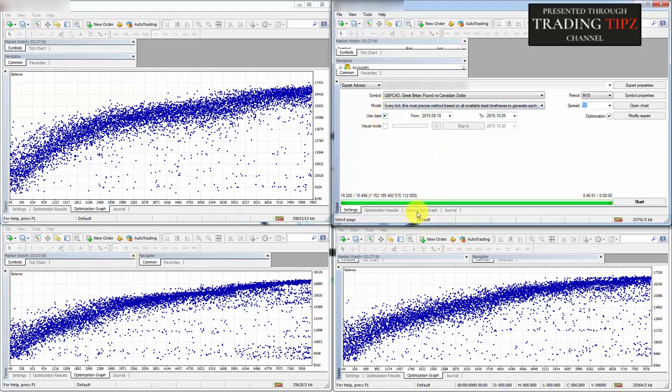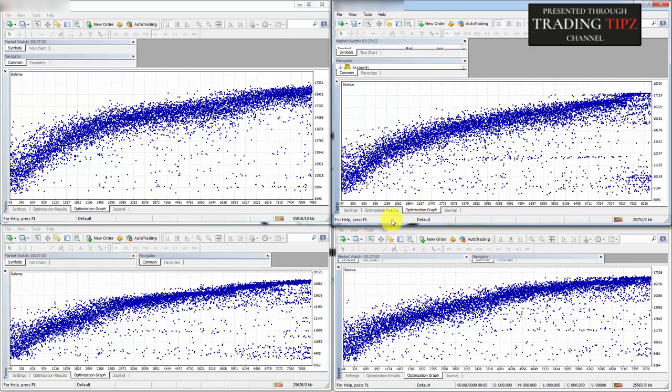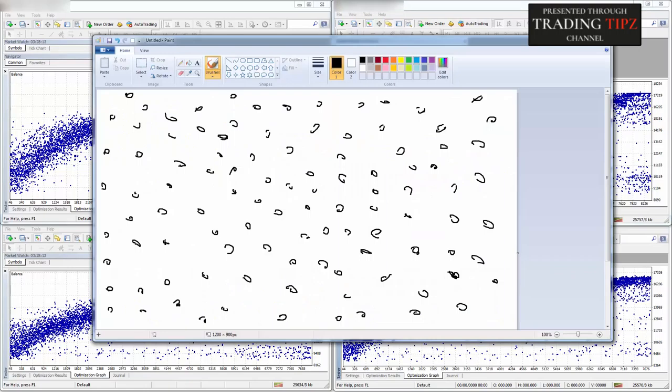And now if I go to the optimization graph, what have I done here? Well, I've actually run four separate optimizations for the same expert advisor, but every single time I've used the genetic algorithm. And what does that allow me to do? Well, let me explain on a picture actually. So why do I run four separate genetic algorithms at the same time? Why don't I just limit myself to one? Well, let's say in a multidimensional space, these are all of the sets of parameters that the expert advisor can have, the ones that we're optimizing.